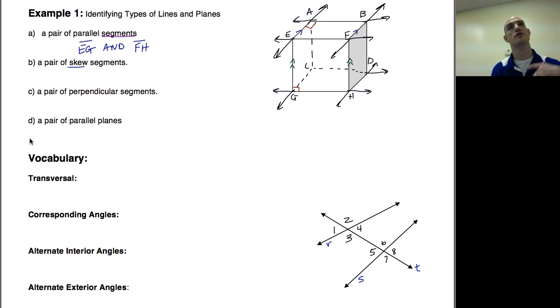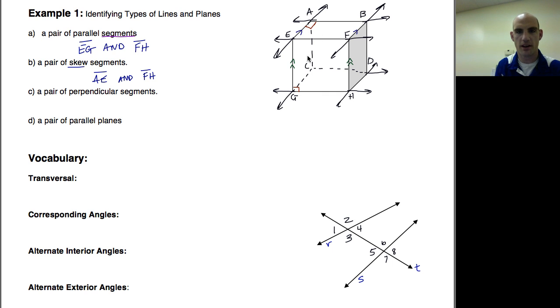How about a pair of skew segments? Remember, skew segments are non-coplanar. So what if I chose segment AE? AE's up here. I need one that's not going to be coplanar with that. So I'm going to choose segment FH. AE runs like this, and FH kind of busts up this way like that. So no shared points there. That's the key to being skew.